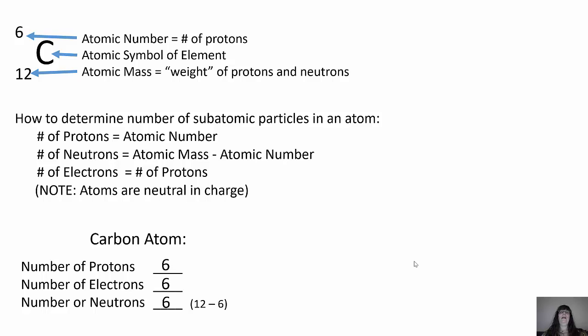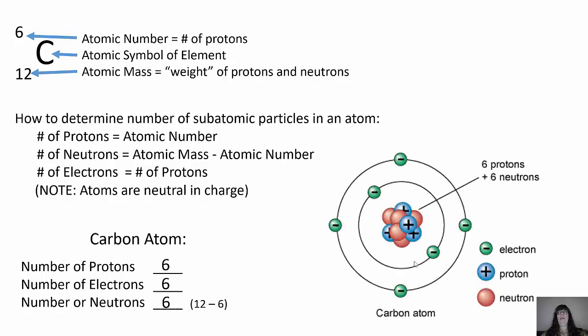So when you're figuring out how many protons, electrons, and neutrons are in a particular atom, you need all of the information that you're provided in that picture up there on the left-hand side. So the atomic symbol again is C, which means carbon. The 6 at the top is the atomic number, which is the number of protons. And then the 12 is the atomic mass, which is the number of protons and neutrons together. So if you're given the number of protons, which you are, you can find out the number of neutrons by simply subtracting 6 from 12.